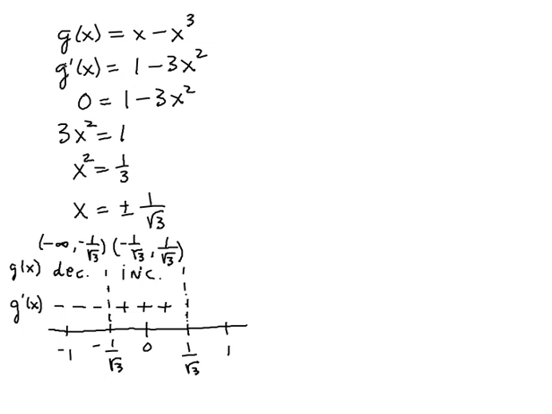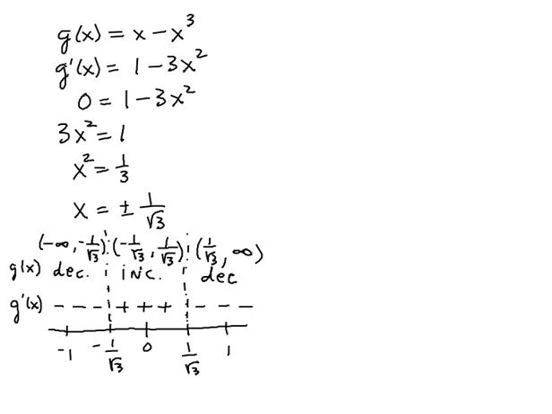And then to the right of 1 over the square root of 3, I have that test point of 1, and putting 1 into the first derivative, I am getting a negative. So all the values there from 1 over the square root of 3 all the way out to positive infinity, the function is decreasing again.